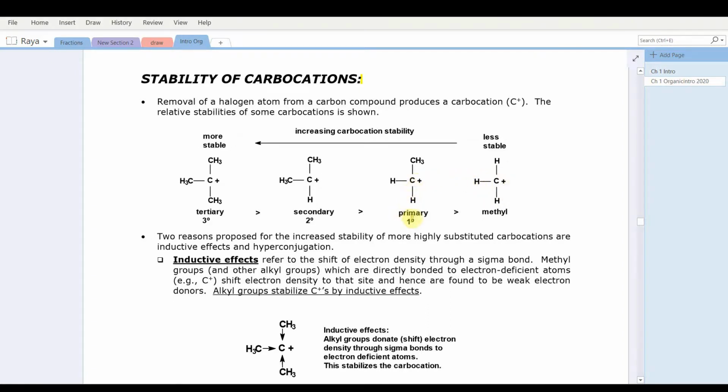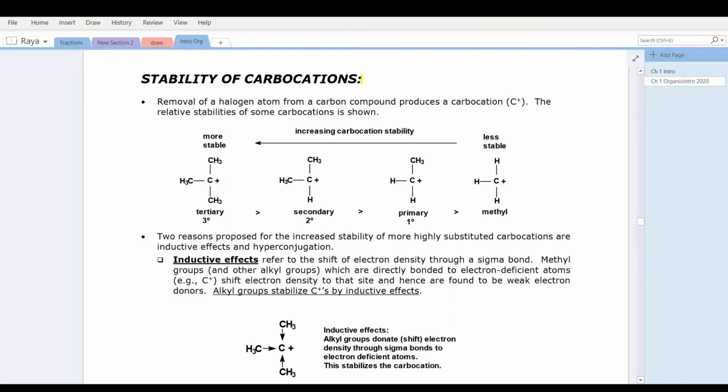This is a primary carbocation. The carbocation is bonded to one other carbon group or alkyl group. A secondary carbocation is one in which the carbocation is bonded to 2 carbon groups or alkyl groups. And a tertiary carbocation is one in which the carbocation is bonded to 3 alkyl groups. The more alkyl groups you have on the carbocation, the more stable, the less reactive the carbocation becomes.